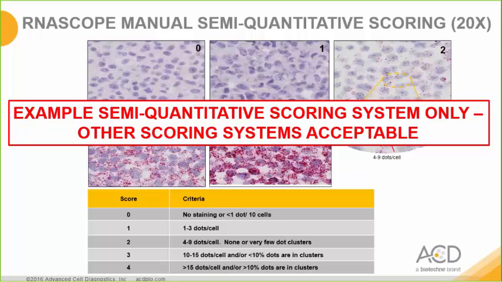This is an example semi-quantitative scoring system only. Other scoring systems are acceptable. For instance, you may want to condense some of the categories, so you have the 1, 2, 3 that's more often used with IHC, or you may want to add more categories.